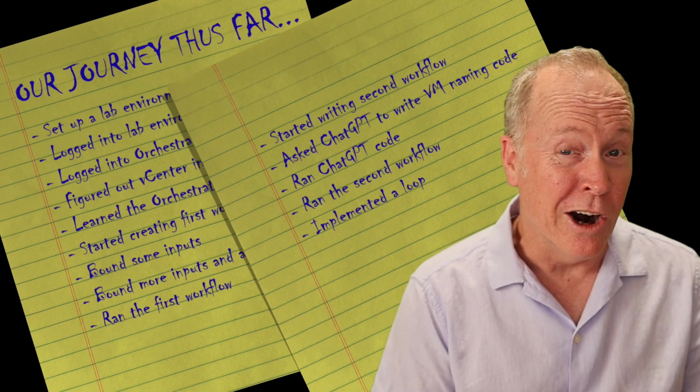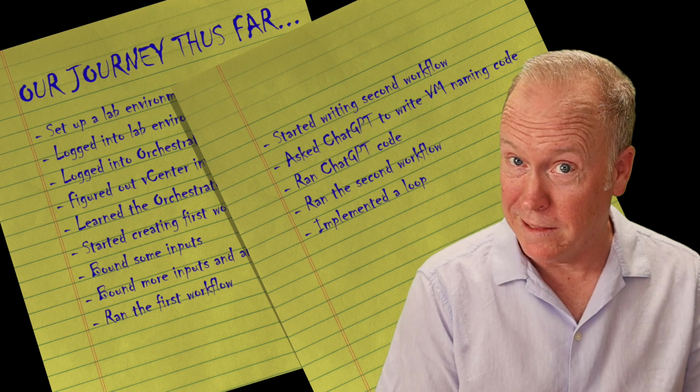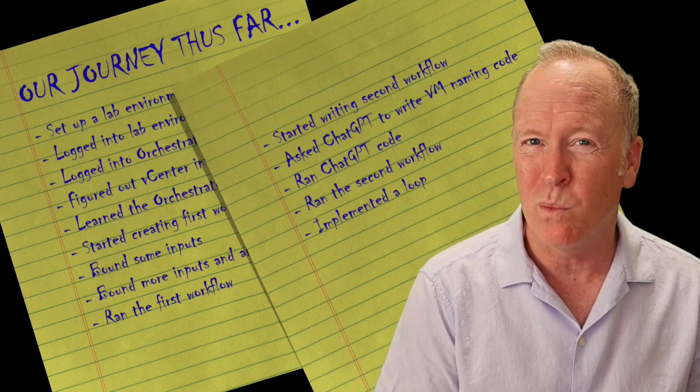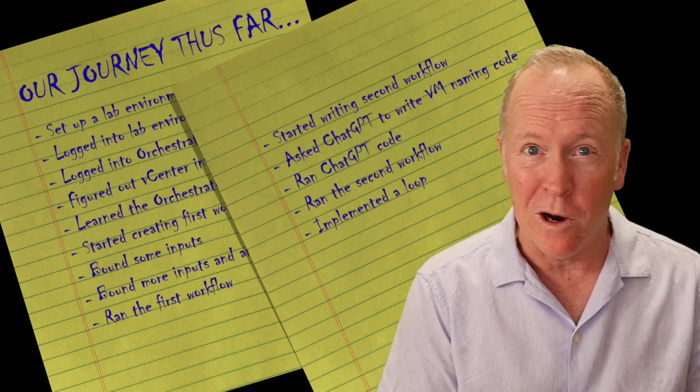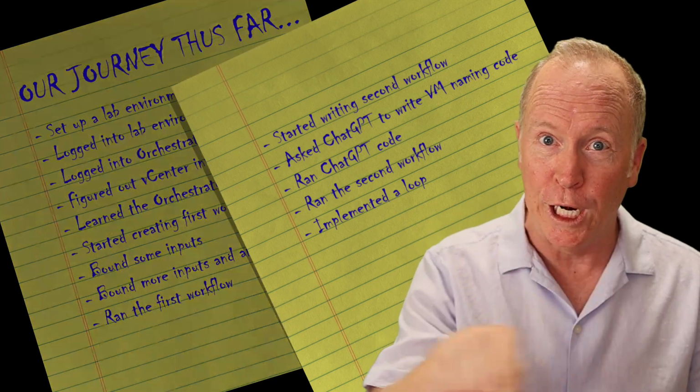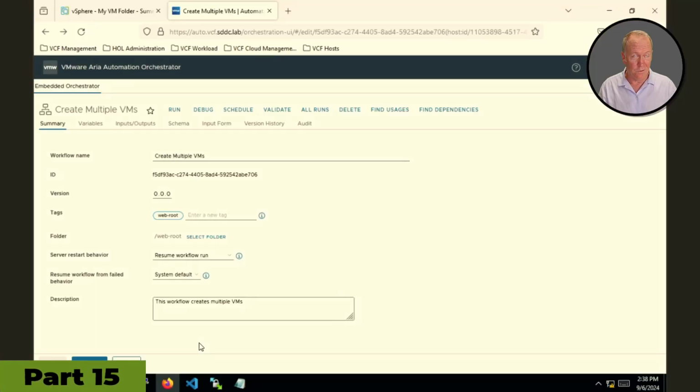All right, our new workflow is working correctly. It's generating VM names, but it still only knows how to create one VM at a time. So in this video, we're going to learn how to fix that by implementing looping.